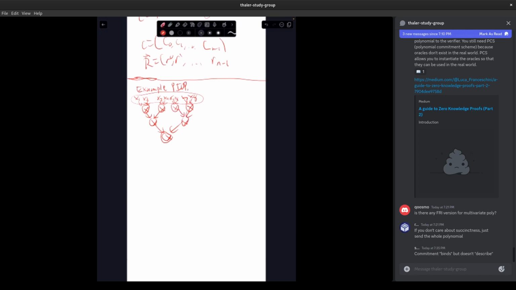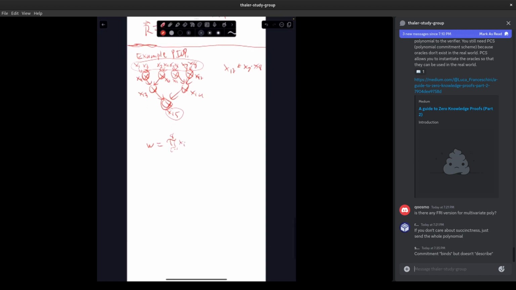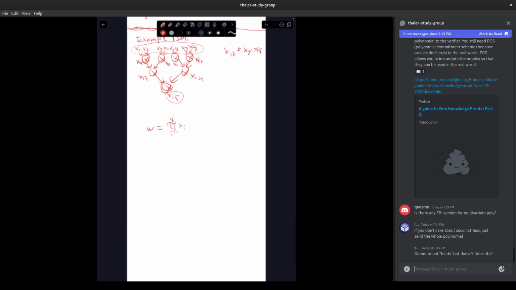So let me just give all gates in this circuit a value. I'm going to call this one x9, which, if the prover's honest, is the product of x1 and x2. Here we have x10, x11, x12. If the prover's honest, x12 would be x7 times x8, right? x13, x14, x15. Great. Okay. And so the prover's claim is that some value, say w, equals the product from i equals 1 to 8 of xi. And here's one way the prover can prove it.